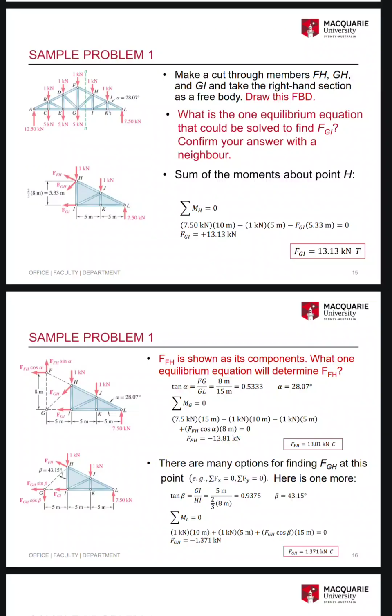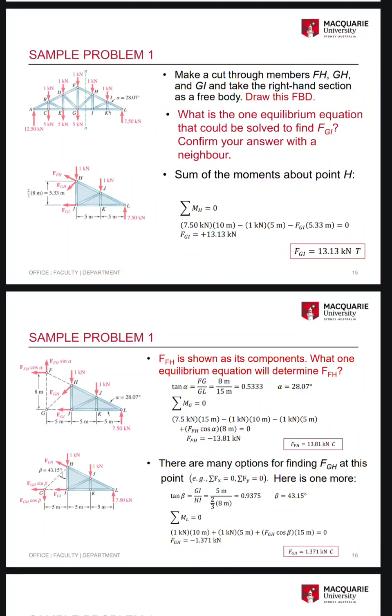And if we got FGI, then if FH is shown as its components, what one equilibrium equation will determine FFH? Well, tan alpha equals FG by GL, alpha equals something, and assumption of MG equals 0. Again, 7.5 and 15 minus 110 minus 1 to 5 plus FFH into alpha into 8 equals 0.